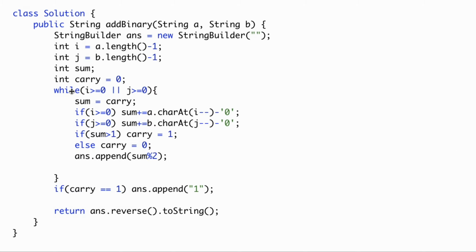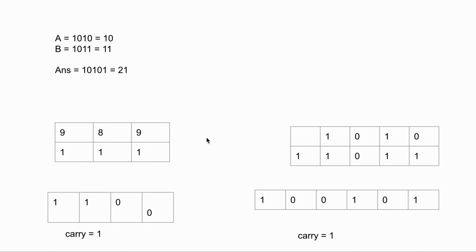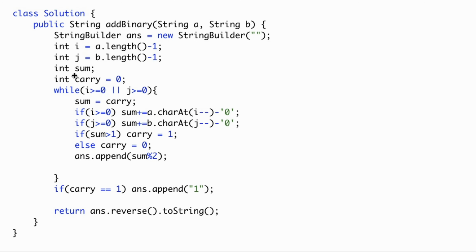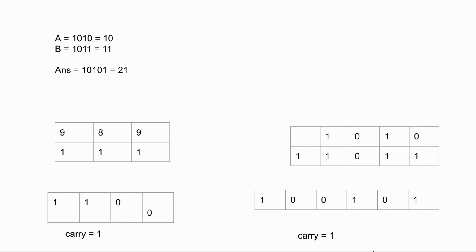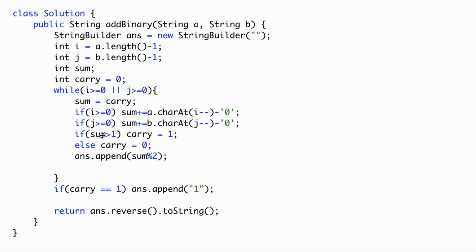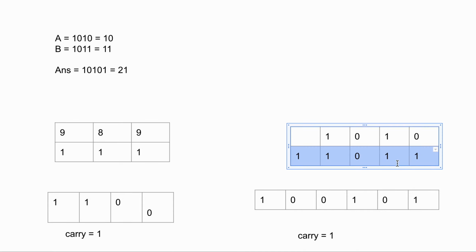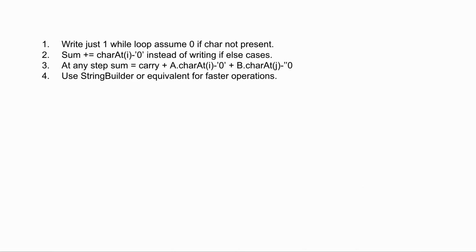So without further ado, let's get into the code. So the first thing is, instead of using a string, we will be using a string builder. Why? It is a faster operation. The second thing is, i and j will start at the end. Why? Because we have to start from the least significant bit. So we will be starting it from the end. Then we will initiate sum and carry, both of them, and carry will be 0. That is what we did initially, right? This carry was 0. Next, we will write only one while loop. That is, it will run until all the characters are exhausted in both the strings.